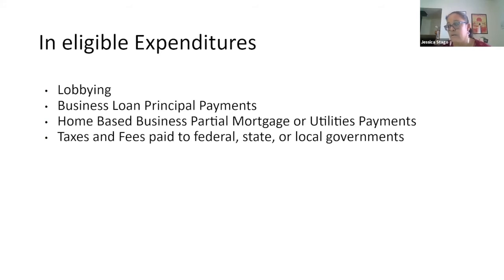Home-based business, the partial mortgage or utility payments. So if you're a home-based business, at the end of the year when you go to file your taxes, you usually get some sort of business deduction for a percentage of the costs of using your home for your business. So usually it's a square footage percent, depending on what you decide, for the actual physical location, and also a percentage of the utilities that you pay out of your home, to do business out of your home. You cannot use those for this grant. You can't use this grant to pay for those costs.